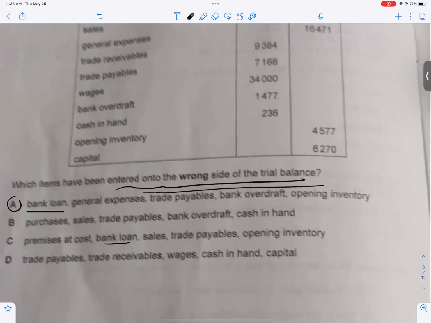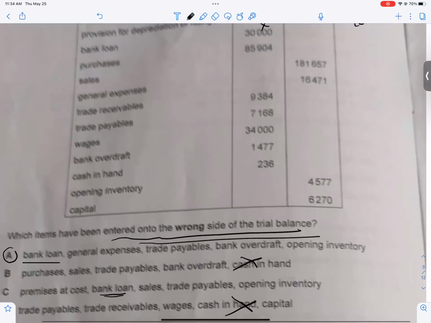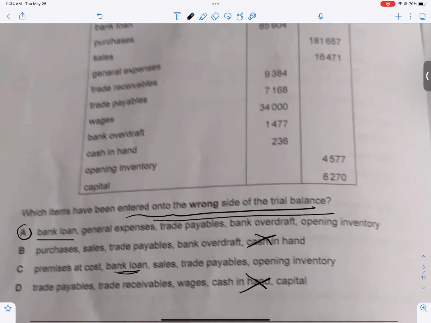Option C also has the bank loan. So option B and C go away. Now, after bank loan, after that, purchase.